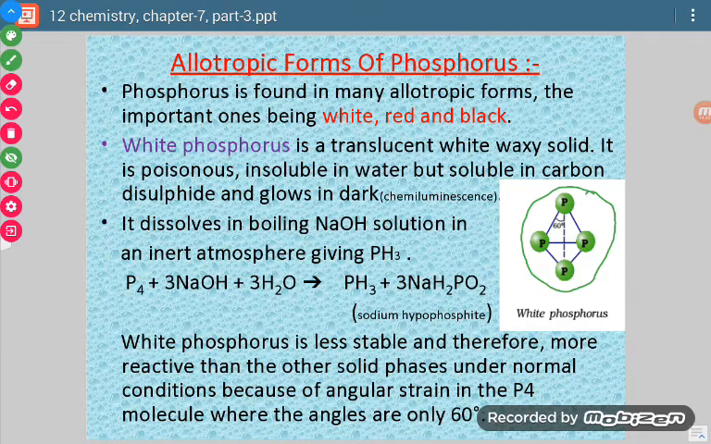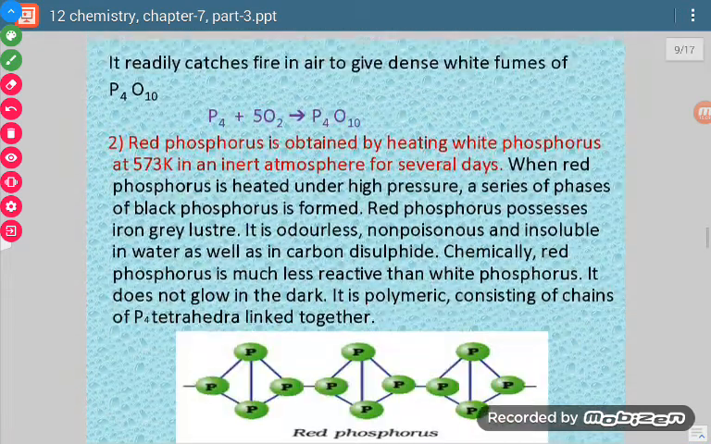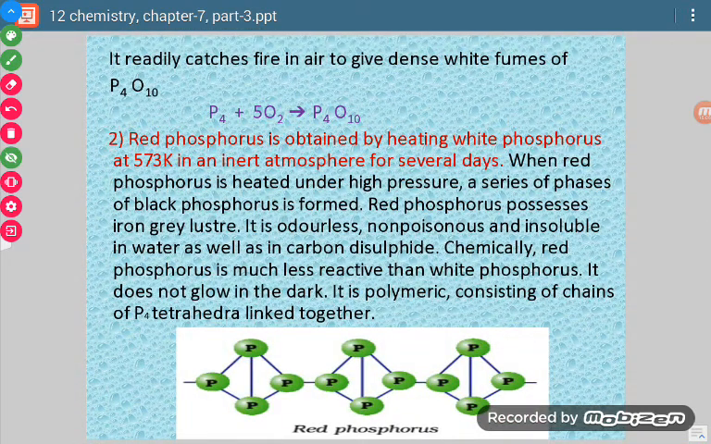Now white phosphorus is less stable and is therefore more reactive. Since it is less stable, it is most reactive. It exists as P4 molecules and the bond angles are 60 degrees. So we represent white or yellow phosphorus as P4. One more thing: since it is highly reactive, it catches fire in air. If we keep it in air, then it will catch fire.